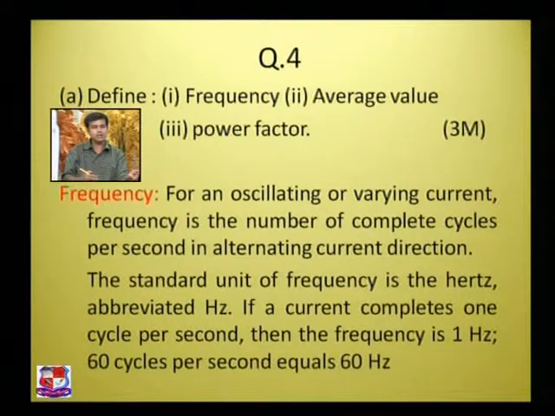The supply that we are getting has a voltage of 230 volts AC and a frequency of 50 hertz, right? So 50 cycles per second means 50 hertz. Frequency is a very simple term, but it's an important term. For an oscillating or varying current, frequency is basically the number of complete cycles per second. Again, the direction should be in the alternating current direction.